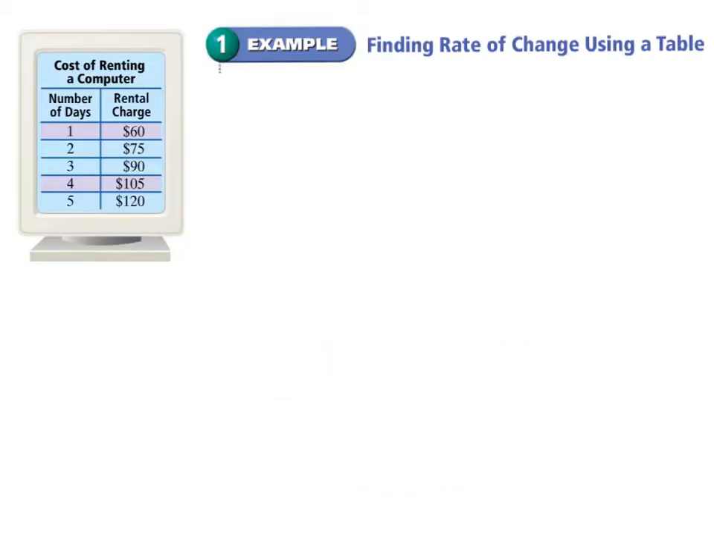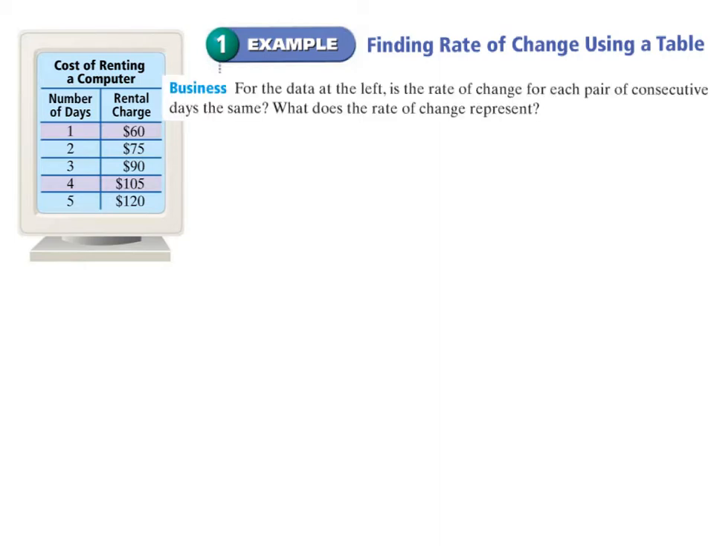So example 1, we're going to find rate of change looking at the table. Here's what the directions state. For the data at the left, is the rate of change for each pair of consecutive days the same? What does the rate of change represent? So we have to find the rate of change from every day. So let's look. We want to find the rate of change. Now I'm going to draw arrows from here to here, from here to here, from here to here.